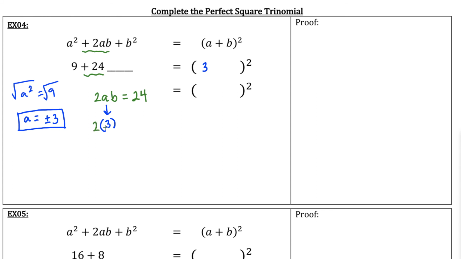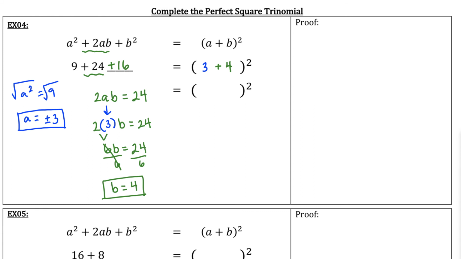So I get 2 times 3 times b equals 24. 2 times 3 is 6. So I get 6b equals 24. If I divide by 6, b is 4. So when a is 3, b is positive 4. So that means b² is 16, because 4 times 4 is 16, right? Or plus 16.